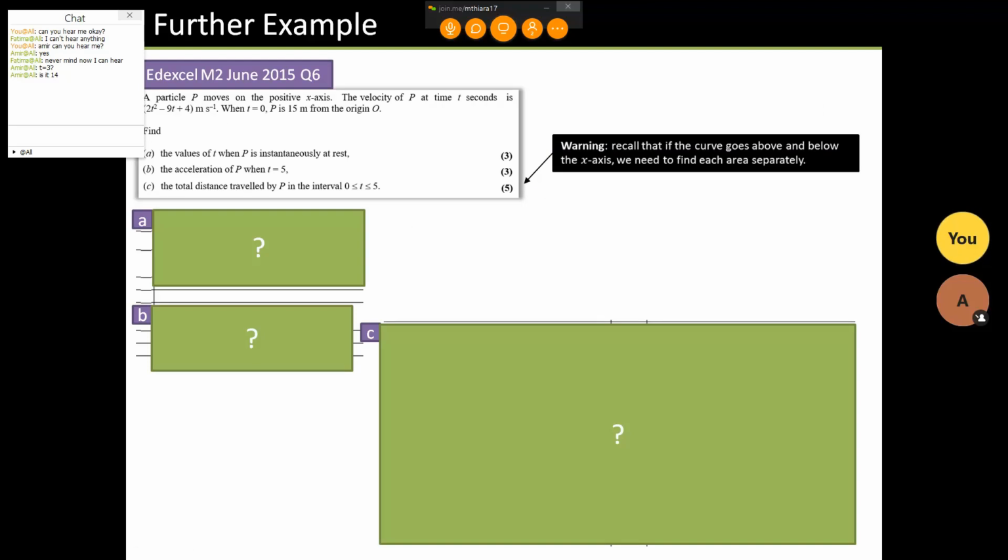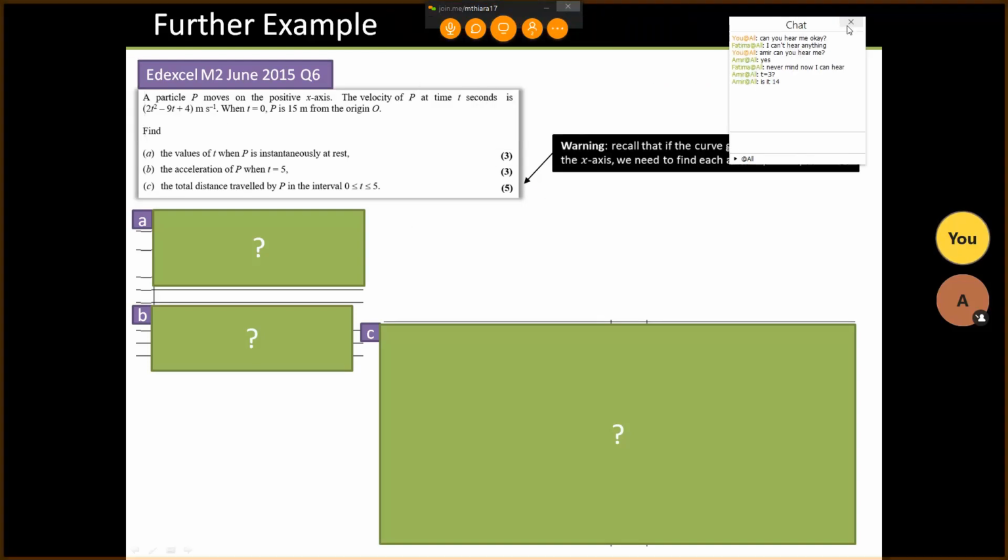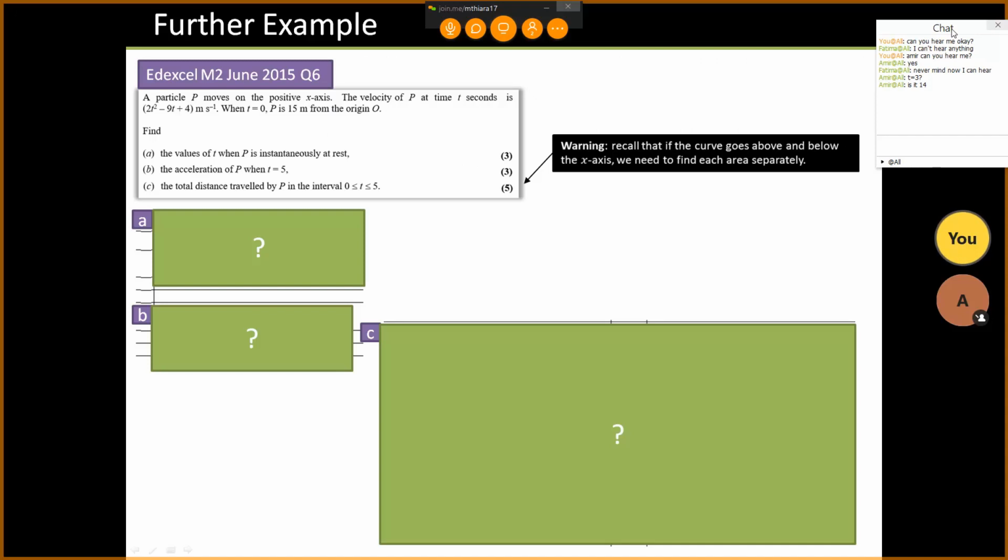Right, let's have a look at this. Let me just move this chat thing away. Right, so you've got a particle here. P moves on the positive x-axis. Velocity of P is given by some formula. When t equals 0, P is 15 meters from its origin. So they're the boundary conditions, and then we need to find out a number of things off the back of that.